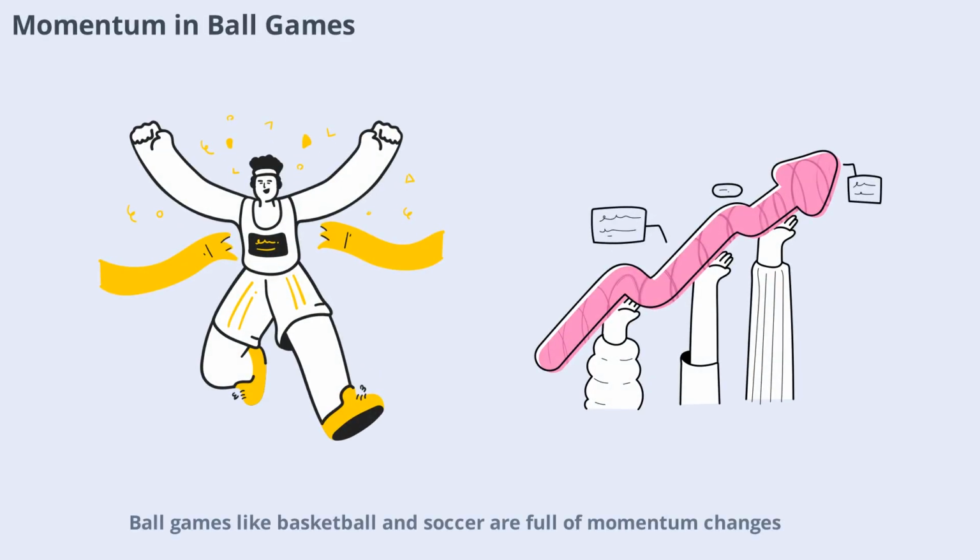Ball games like basketball and soccer are full of momentum changes. Players dribble, pass, and shoot, constantly transferring momentum between themselves and the ball. Coaches analyze these interactions to develop winning strategies and improve teamwork.